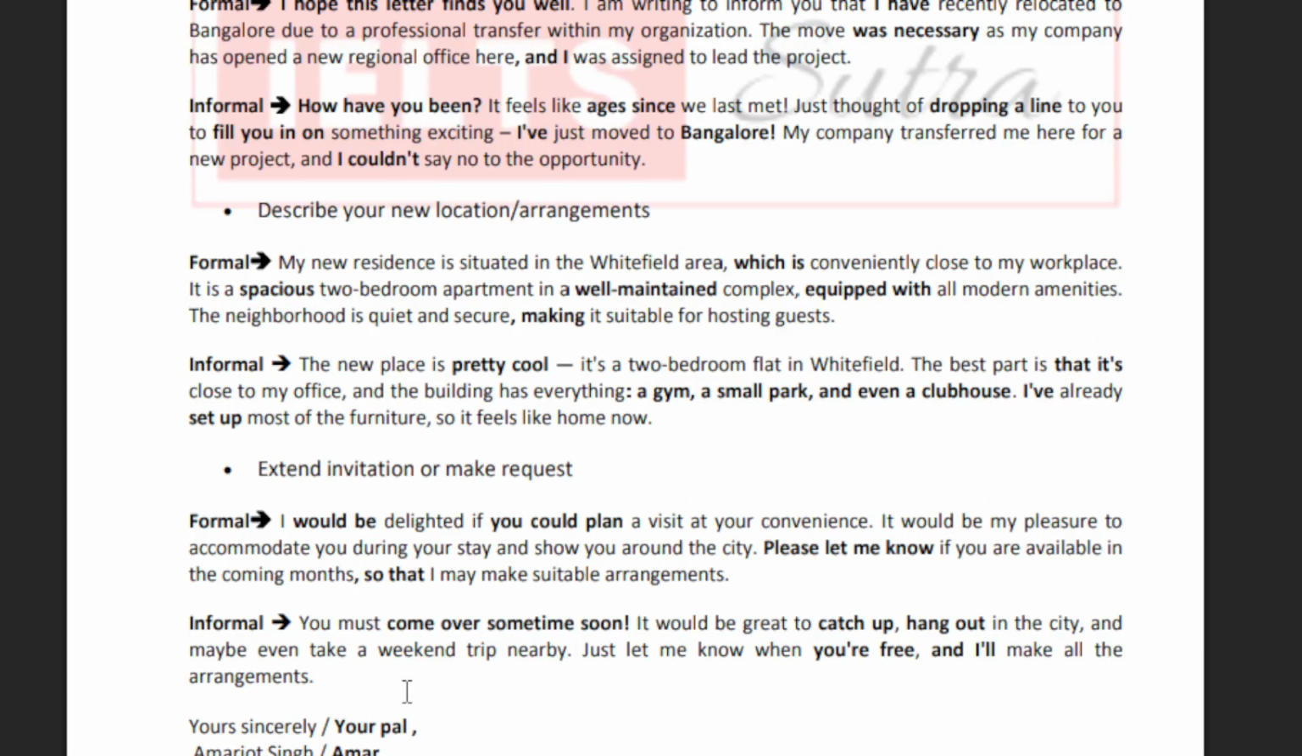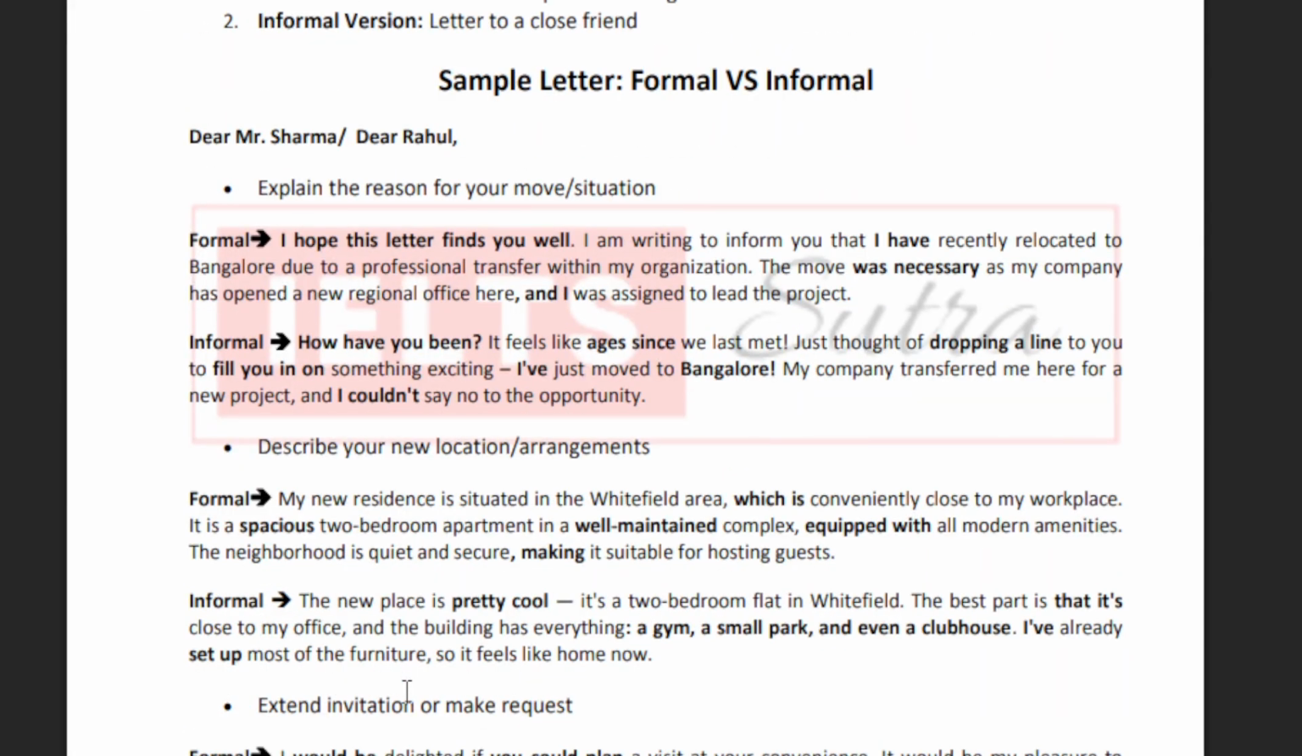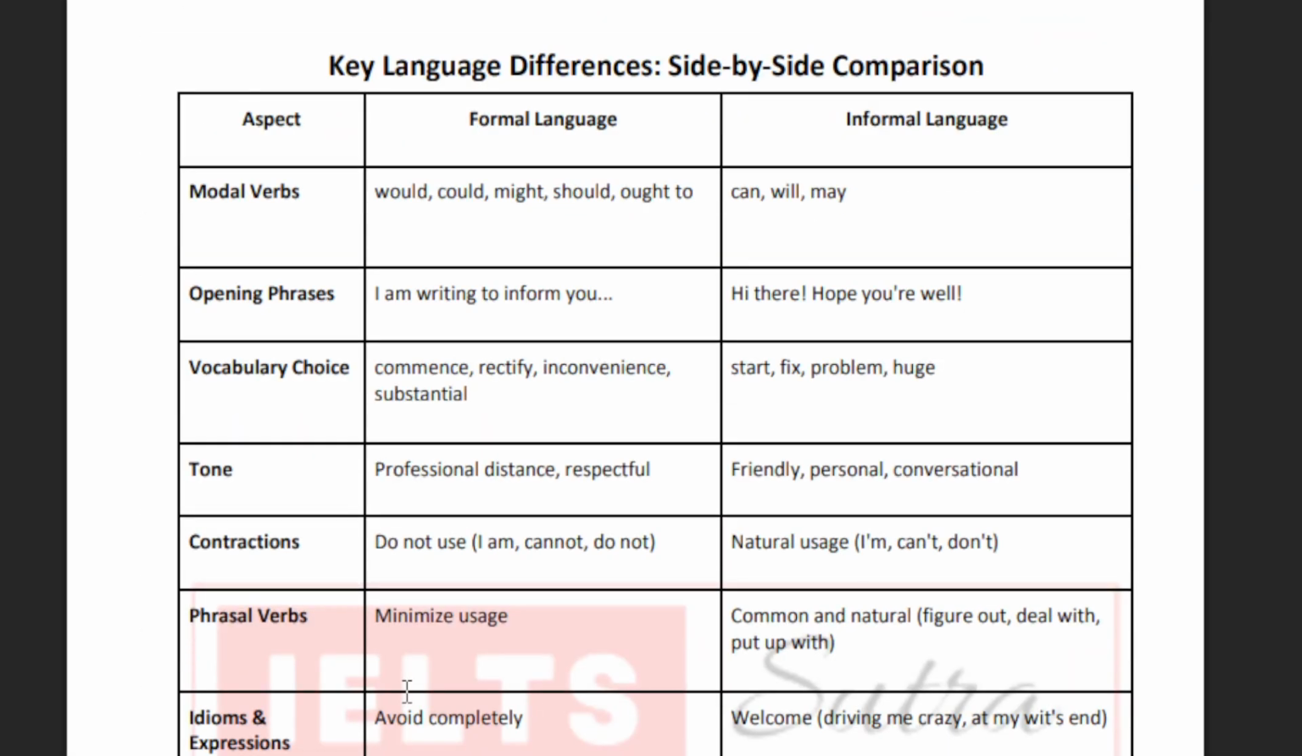That's all. So I hope that you were able to see the clear difference between the way we are writing formal and informal letters, and those top three tips that we discussed before. We are also implementing those, right? So let's have a quick look again at the key language differences here. In case of formal language, we are using more and more polite modal verbs such as would, could, might, should, and ought to. Whereas in case of informal language, we are using more direct modal verbs like can, will, or may.